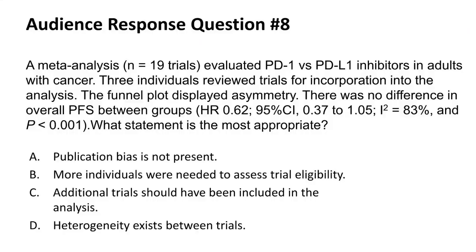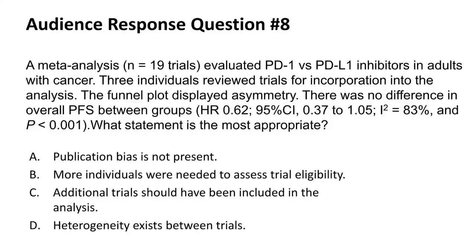All right, another practice example. A meta-analysis with 19 trials evaluated PD-1 versus PD-L1 inhibitors in adults with cancer. 3 individuals reviewed trials for incorporation into the analysis. The funnel plot displayed asymmetry. There was no difference in overall progression-free survival between groups. The hazard ratio and confidence interval are listed here for you. The I-squared statistic was 83%. So what statement below is most appropriate?